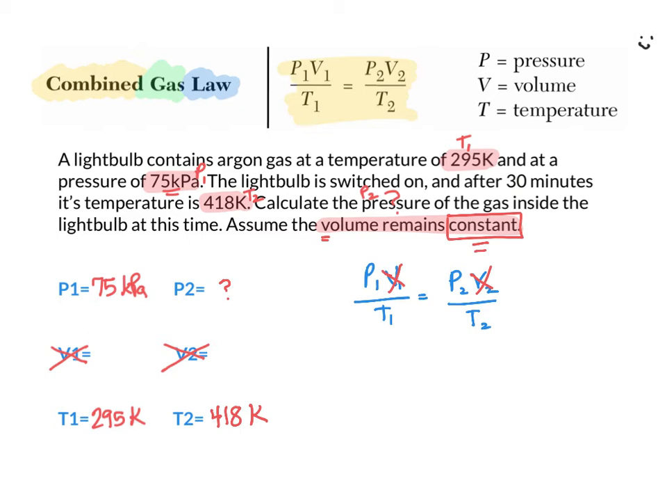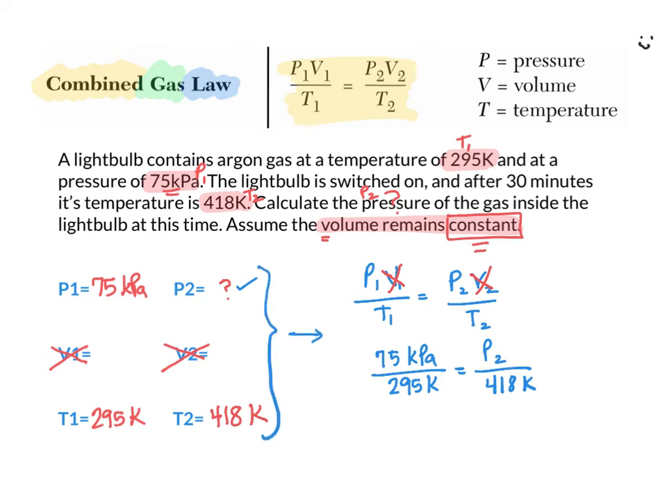So P1 was 75. T1 was 295. So I'm just substituting. P2 is what I don't know, so I'm just going to keep it as a variable. You can put X, but I like to keep P2 so that I know what I'm looking for. And T2 is going to be the 418. So I'm basically just taking these numbers that we just found and substituting them where they belong in the formula.